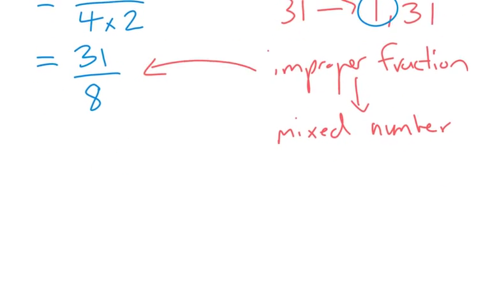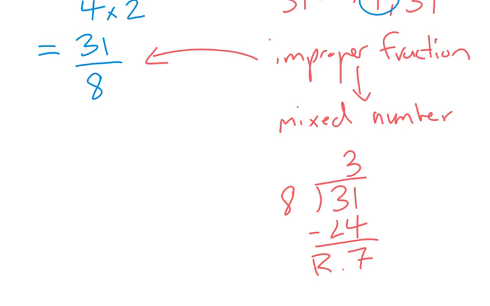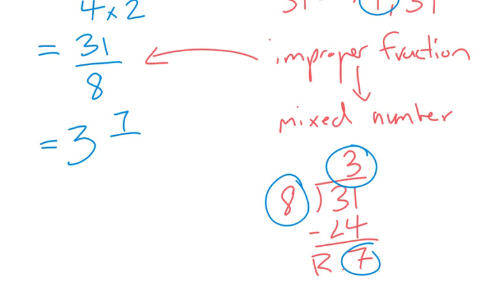So let's make some space for ourselves. Let's divide 31 by 8. So 8 goes into 31 3 times. 3 times 8 is 24. If you subtract 24 from 31, you're going to be left with 7. So it's going to have a remainder of 7. We're going to take that 3, and that becomes the integer. That 7 is going to become the new numerator. And that 8 is going to become the new denominator. And our final answer is 3 and 7 over 8.